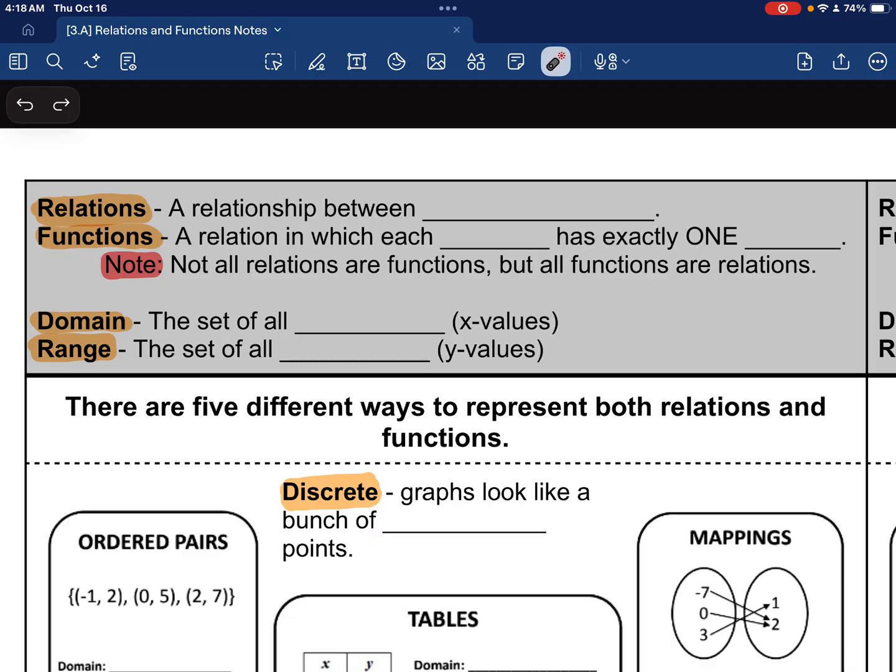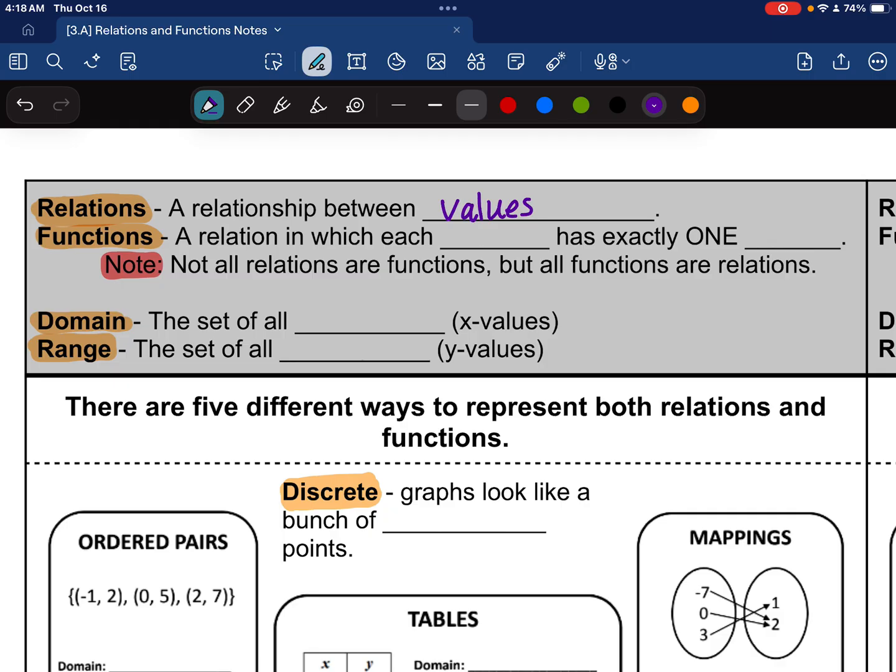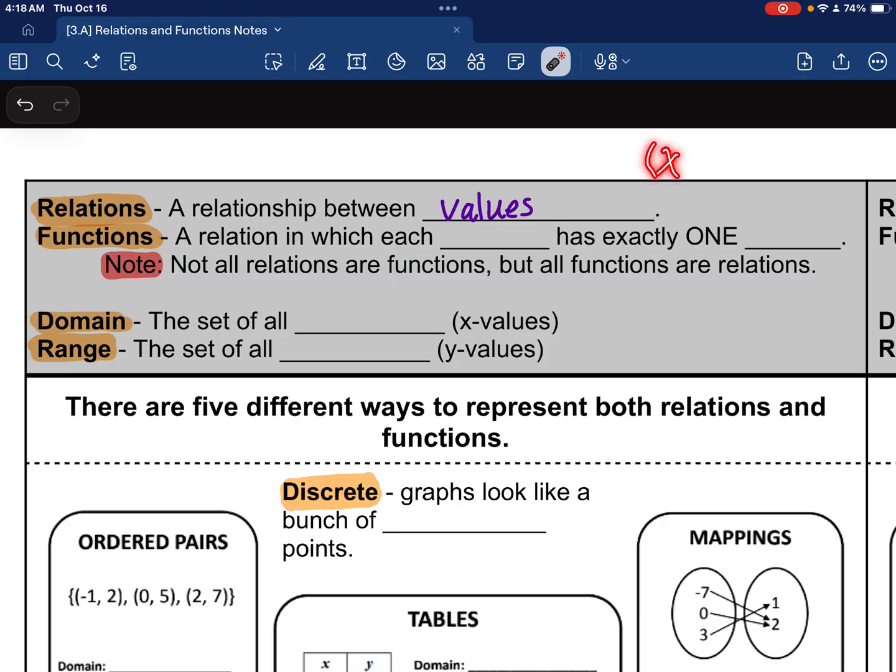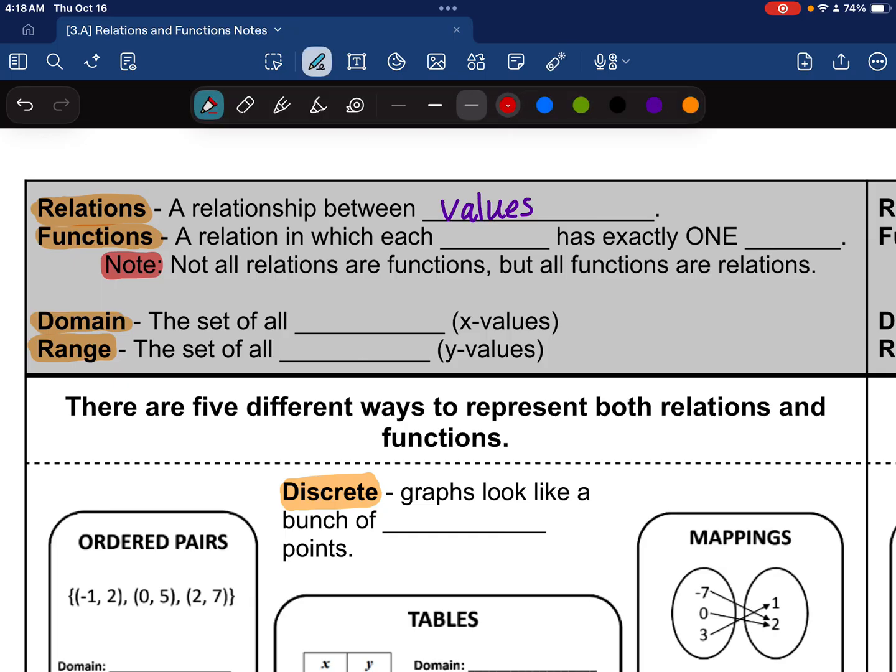Alrighty. So, a relation is a relationship between values. Okay? You guys are used to seeing relations as a bunch of ordered pairs. So like the ordered pair, for example, x, y, talks about how x is related to y. We're describing those relationships. Now, we're trying to look at a special type of relationship, which is called a function. Right? A function is a relation in which each x value has exactly one y value.